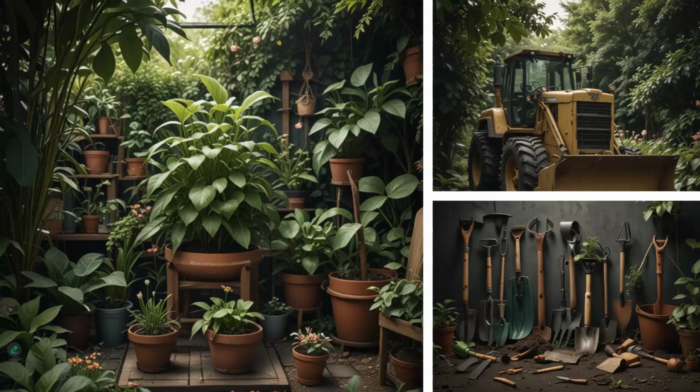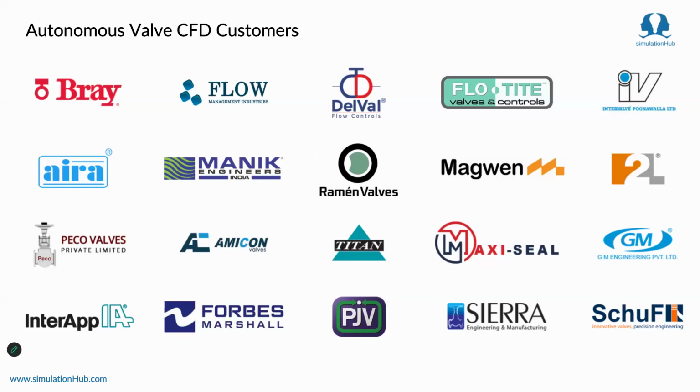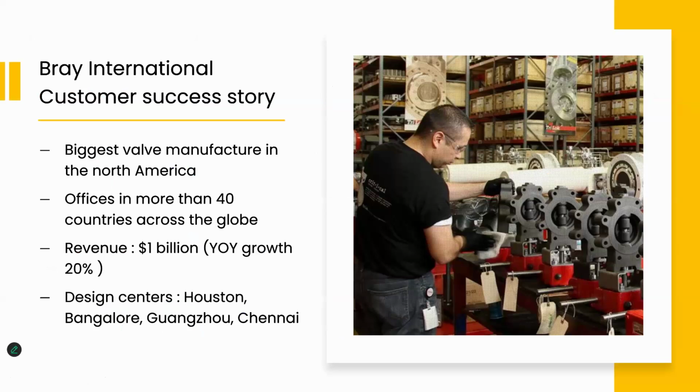Moving ahead, these are our customers of Autonomous Valve CFD. We have Bray Controls, Flow Management Systems, Flow Tight, and Indian customers like Delwal and Magwin. All sorts of customers across the globe use the software. I have picked the Bray success story, so let's dive deep. Bray International is the biggest valve manufacturer in North America. They have offices across the globe, and design centers in Bangalore, Chennai and Houston.